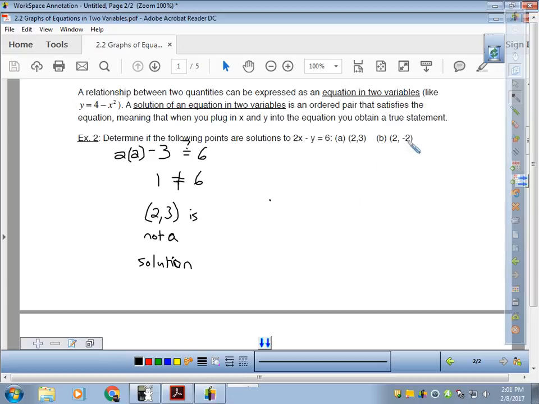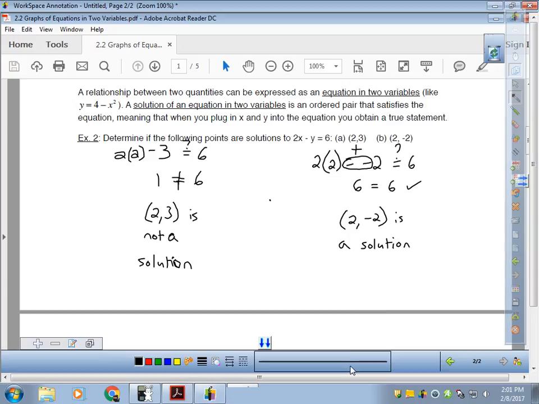Let's check the other point, 2 comma negative 2. So we're plugging in 2 for x and negative 2 for y. So 2 times 2 minus a negative 2. We want to see, does that equal 6? Now, since we have minus a negative, that really means we're doing an addition. So I have 2 times 2 plus 2. 2 times 2 is 4, plus 2 makes 6. 6 does equal 6, so that's true. So we can say 2 comma negative 2 is a solution.